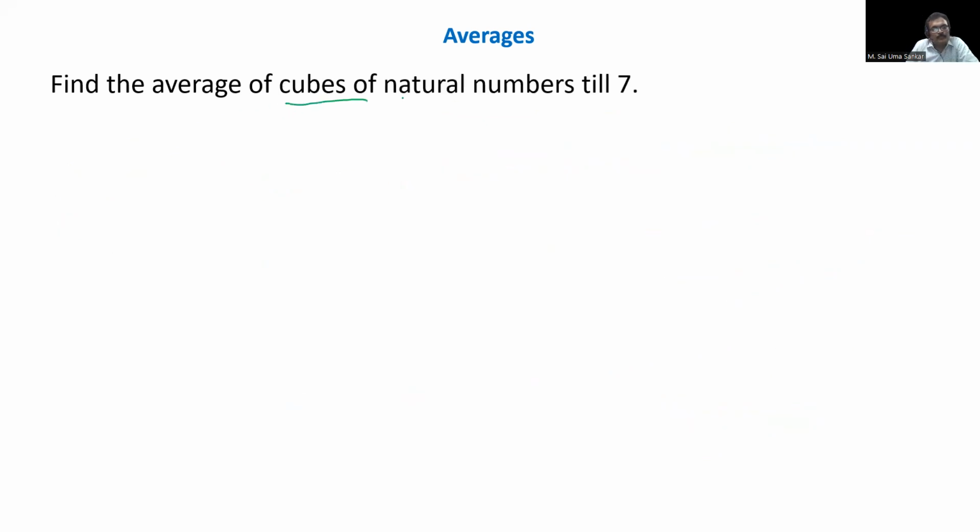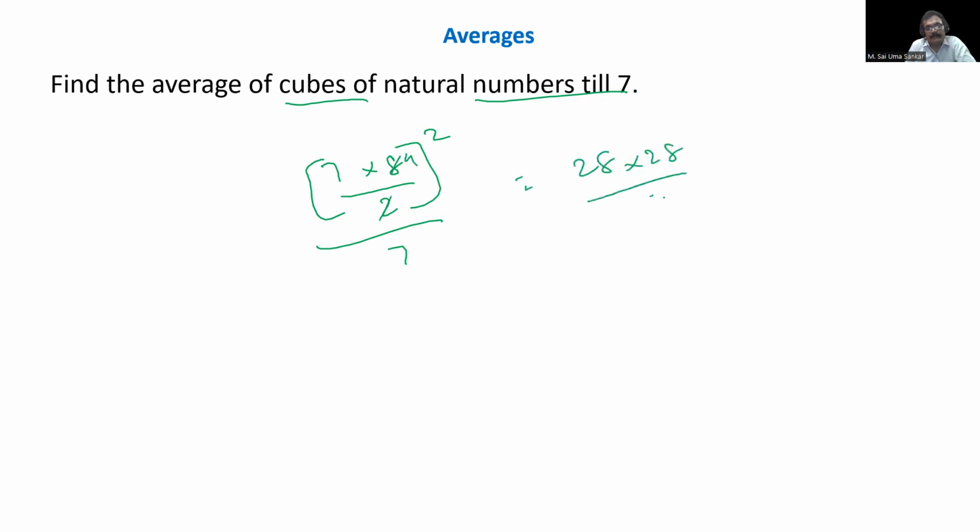Next, find the average of cubes of the natural numbers till 7. So what is the answer? n into n plus 1 by 2 whole square, right? 7 into 8 by 2 whole square. What we required? By 7 is also there. So what happened? This is equal to 4. So 28 into 28 by 7, 7 4 times. So how to calculate this one? 4 into 30, 120 minus 8. That is equal to 112, which is the required answer.